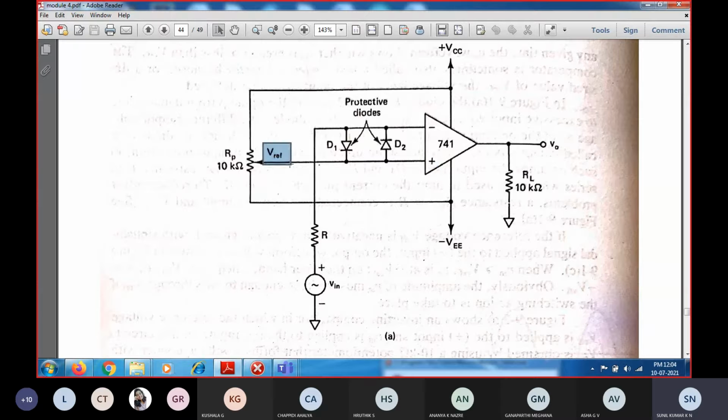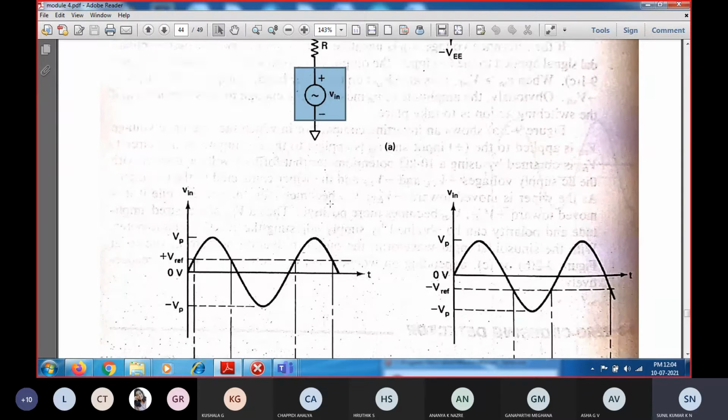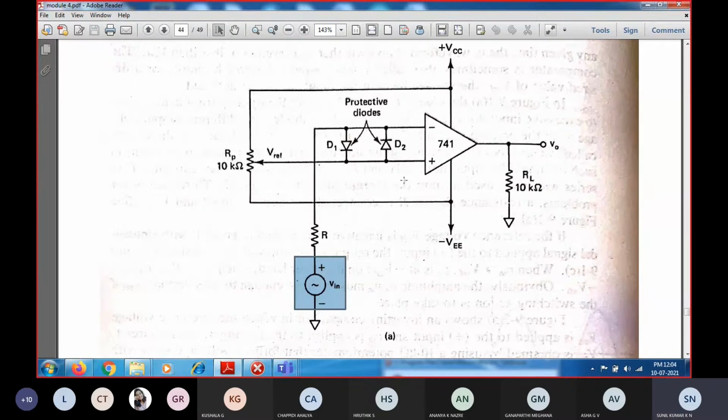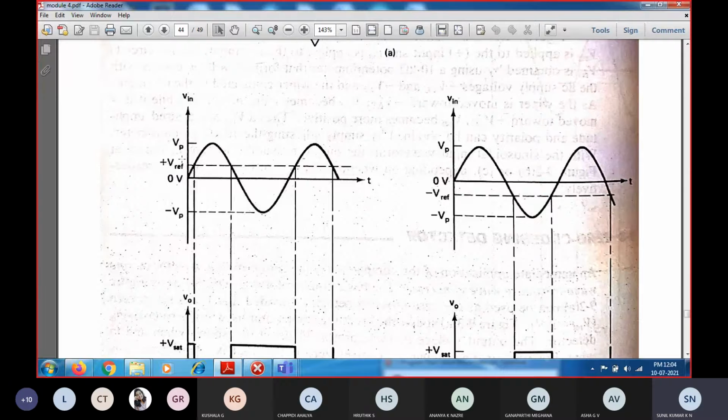Since the non-inverting terminal is held at 0, the input voltage is applied to the inverting terminal. Since it is a sinusoidal waveform, you can see whenever the input voltage crosses a certain reference voltage level. Here you can set it to 0 or to a certain reference voltage point, so that whenever the input voltage crosses the corresponding reference voltage, the output will trigger.